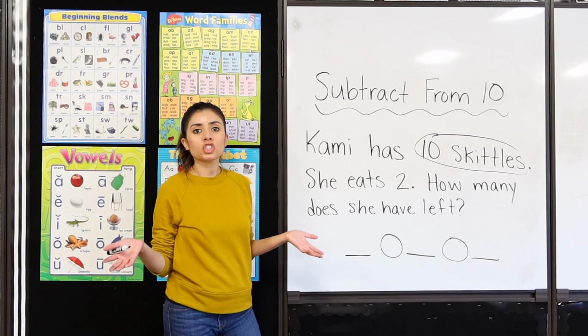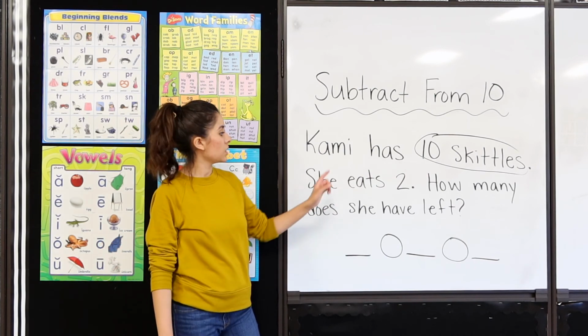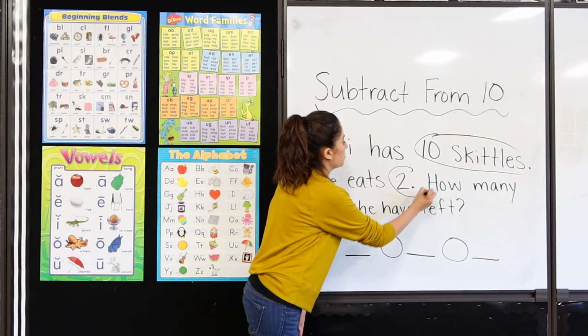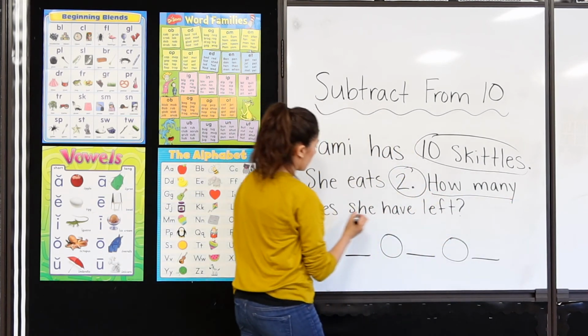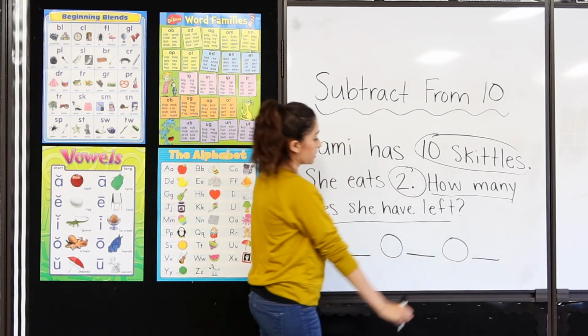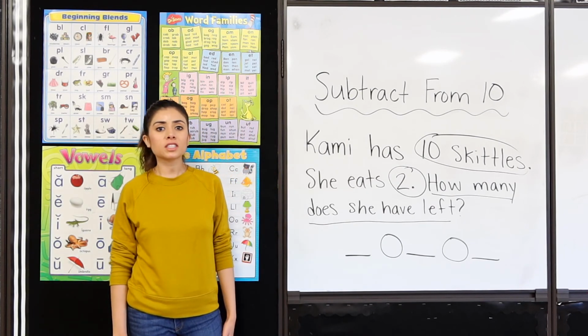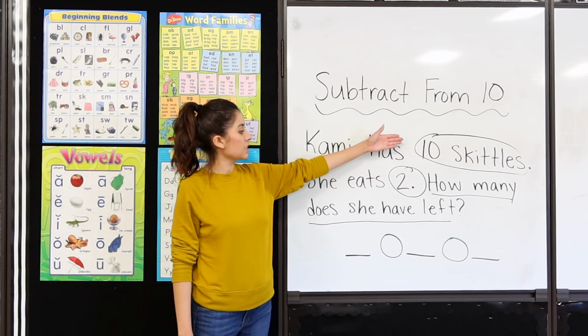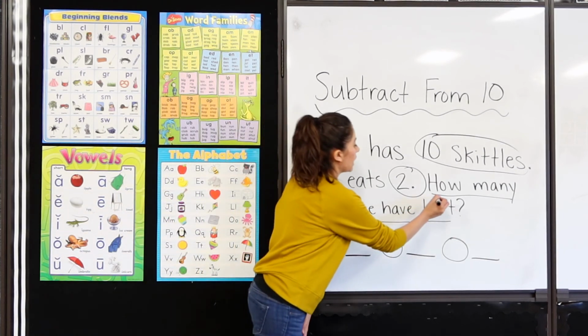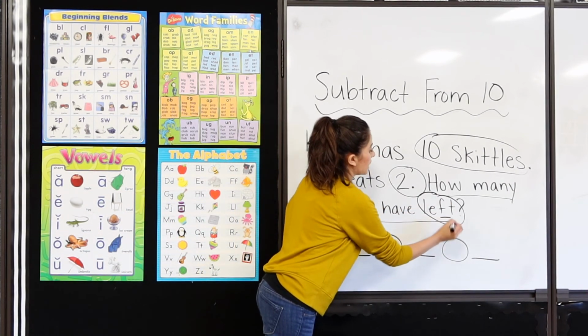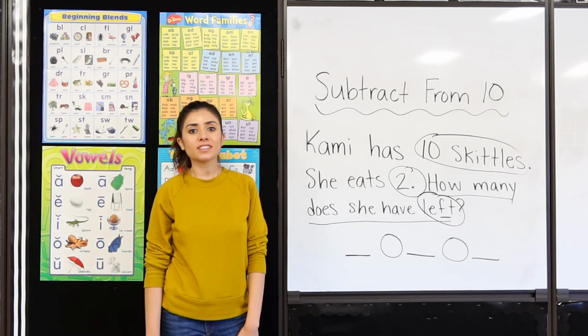Good. She eats how many? 2. We want to know how many does she have left. So let's go ahead and subtract 10 minus 2. We know to subtract because left gives us that clue, right?